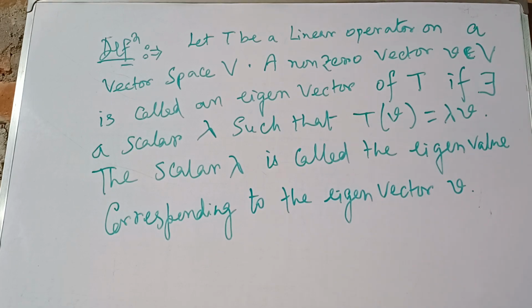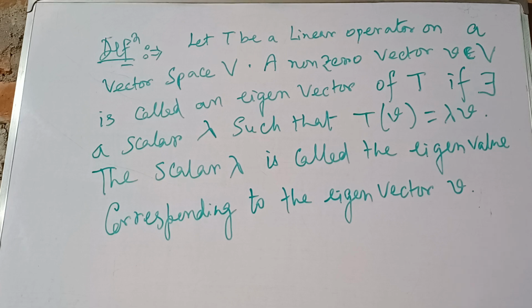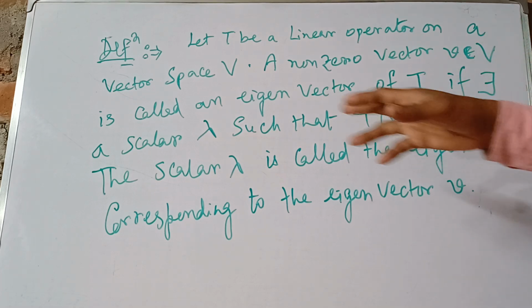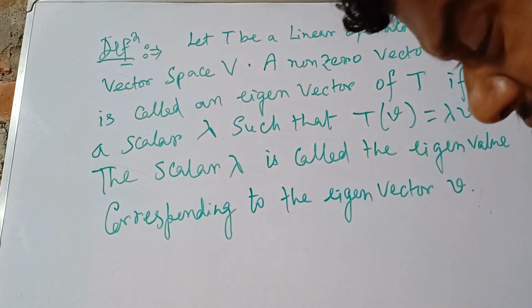This one is the representation of the eigenvalue and eigenvector definition. If TV equals lambda V, then lambda is called the eigenvalue corresponding to the eigenvector V. For a linear operator T, a non-zero vector V belonging to V is called an eigenvector of T if there exists a scalar satisfying this. Not a problem at all.